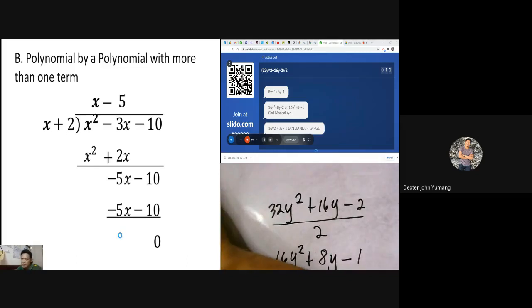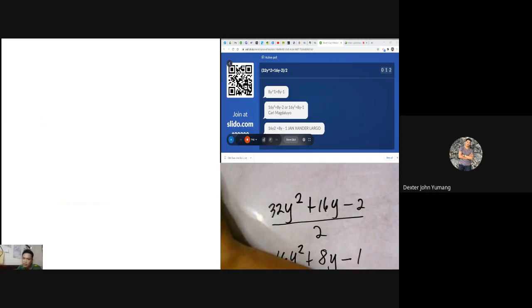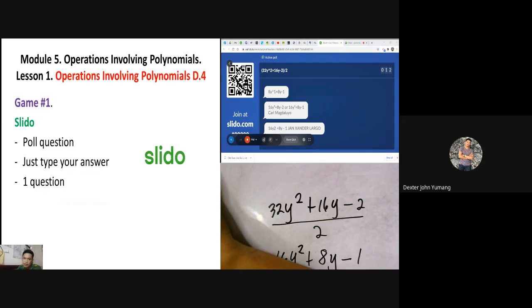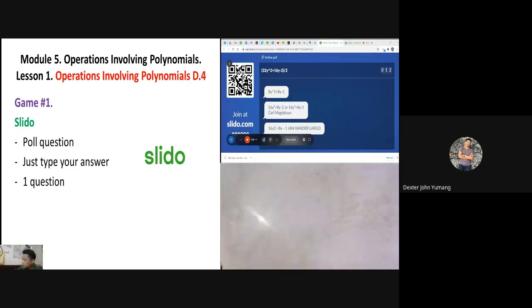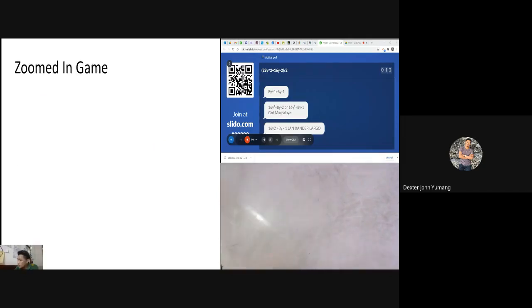Okay, let's proceed to our lesson. So our lesson is about yung kanina nga po, review ko, di ba? It's about division of polynomials. So today we will be talking about problem solving about division of polynomials. So let us have another game. This game is a zoomed in game.